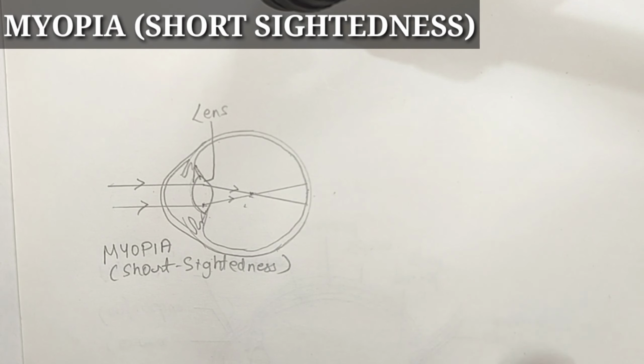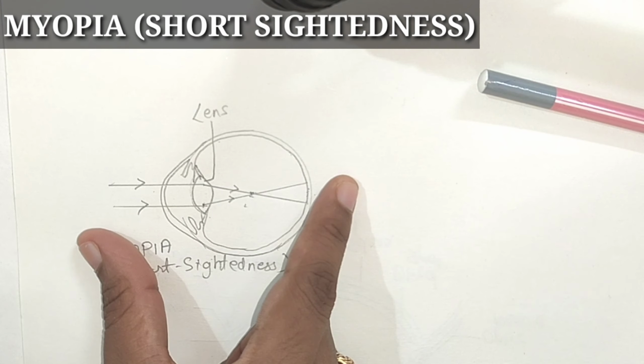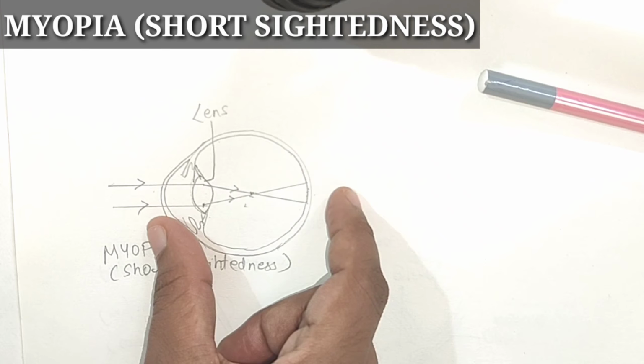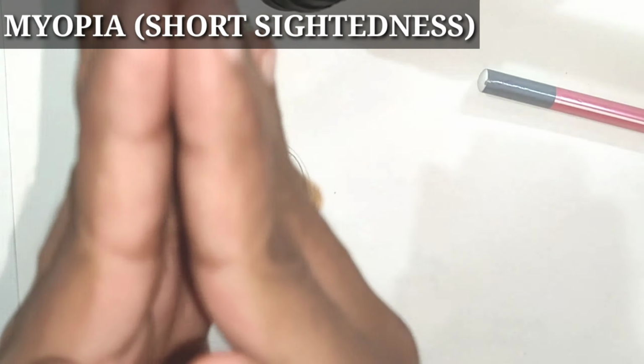What are the two possible reasons for myopia? One, the eyeball lengthens from front to back. So lengthening of the eyeball from front to back, or the lens becomes too curved. It bulges, or it becomes too curved.